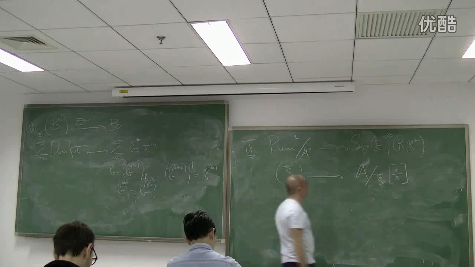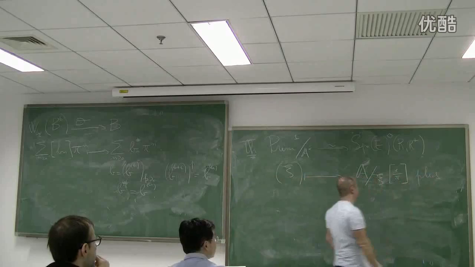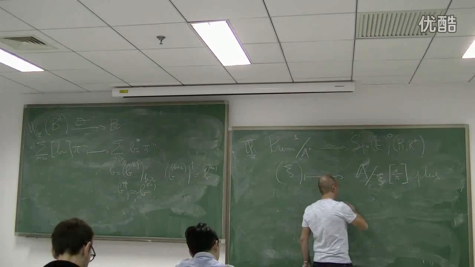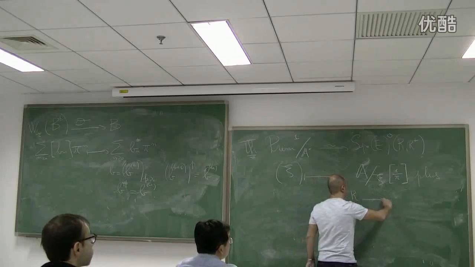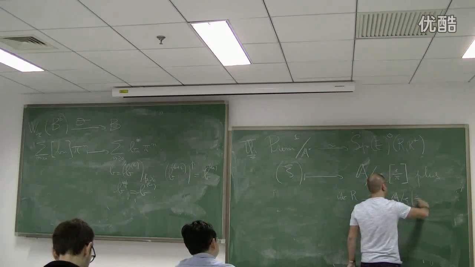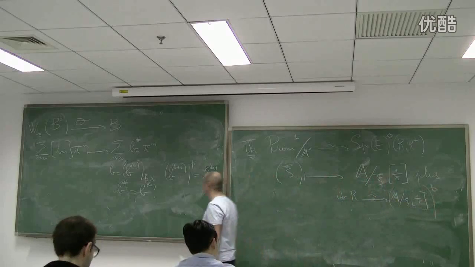And I tell you that this is an unbit of AR, naturally given by the isomorphism. Okay? What does it take here? What was it before? The same element X.